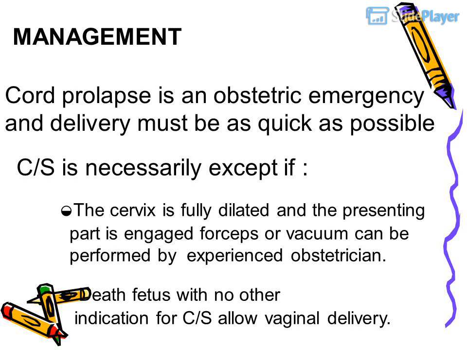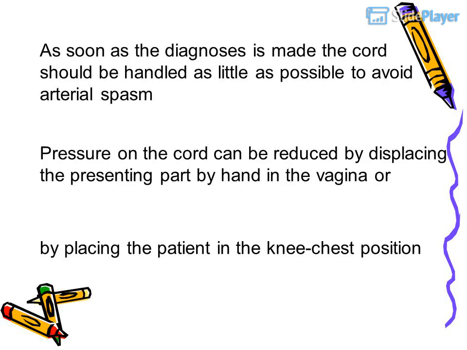Forceps or vacuum can be performed by an experienced obstetrician. If the fetus is dead with no other indication for CS, allow vaginal delivery. As soon as the diagnosis is made, the cord should be handled as little as possible to avoid arterial spasm. Pressure on the cord can be reduced by displacing the presenting part by hand in the vagina or by placing the patient in the knee-chest position.